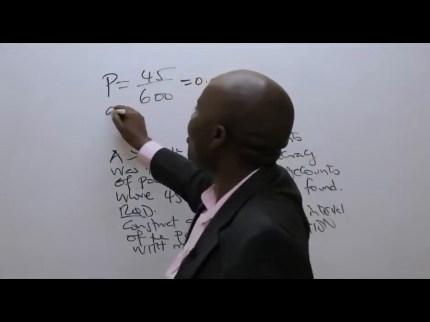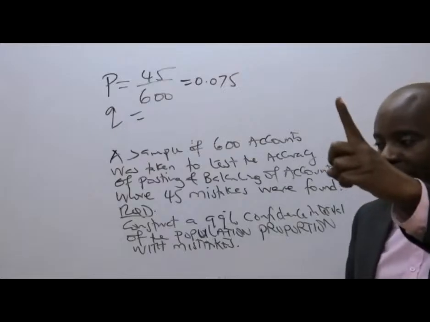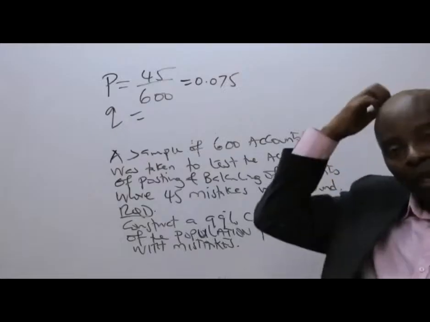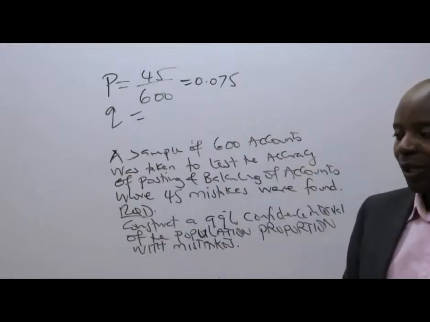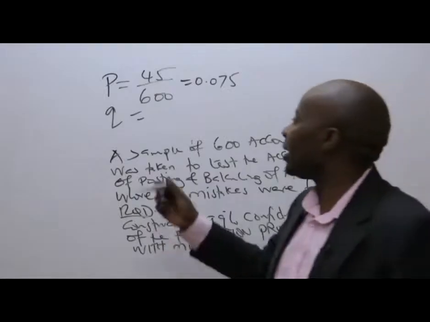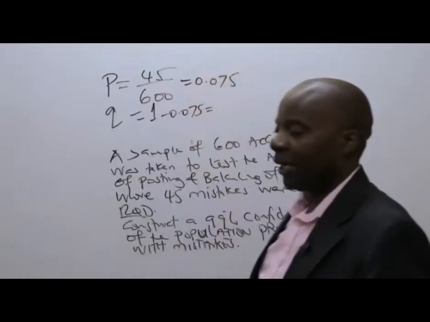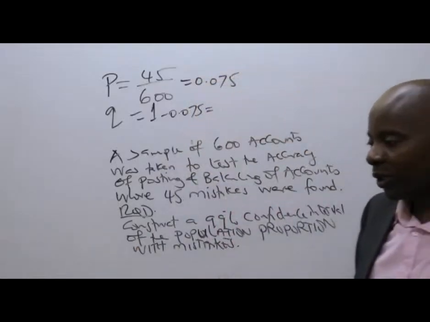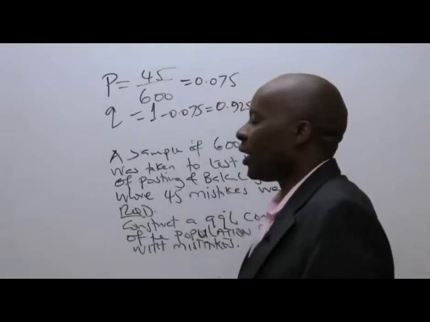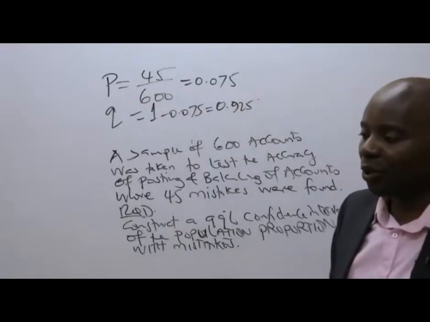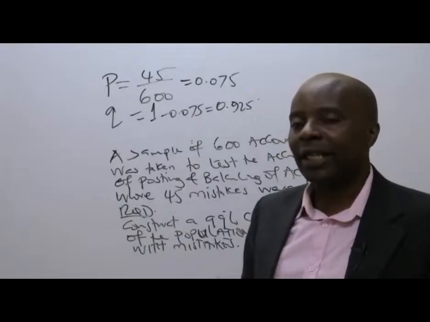0.075. So then what do you think will be our Q? Remember that P plus Q must always add up to 1, meaning that Q will be 1 minus 0.075, which gives us, according to Denzel, 0.925.